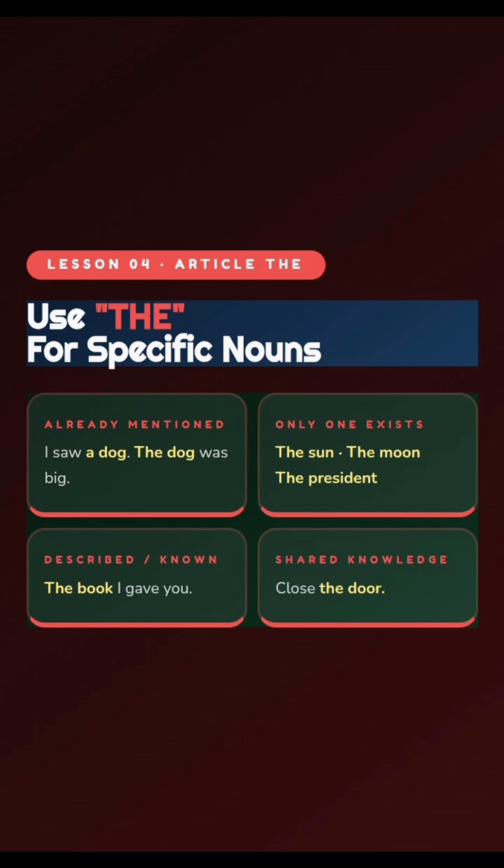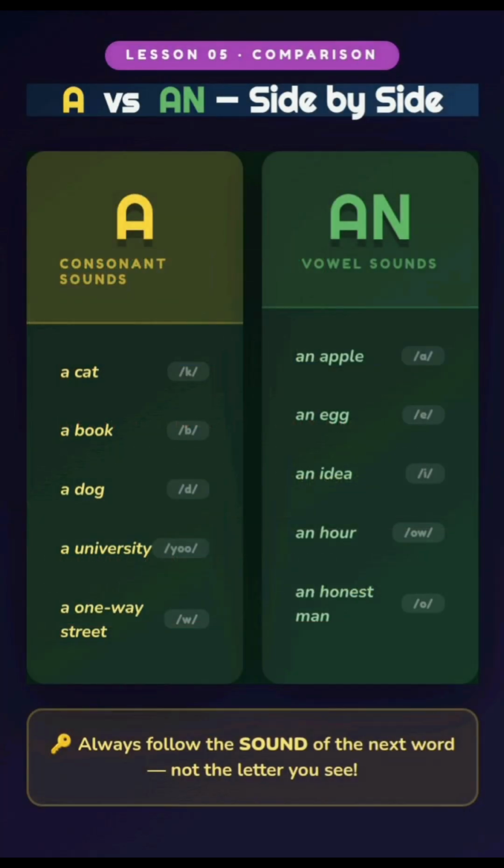We also use the for things that are one of a kind in the world, like the sun, the moon, the president. And we use the when something is clearly described, like the book I gave you, or please close the door. Let us now compare a and an side by side.